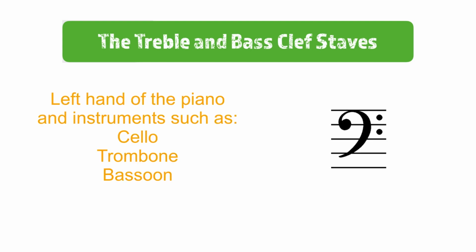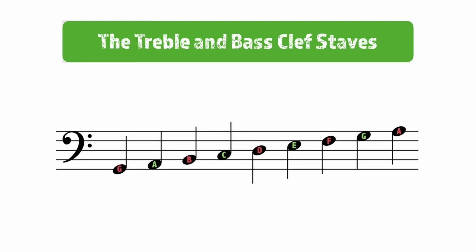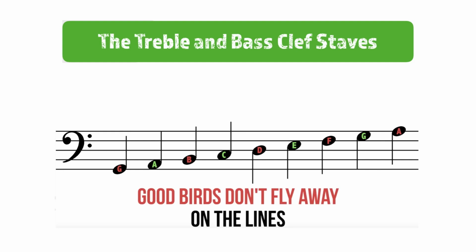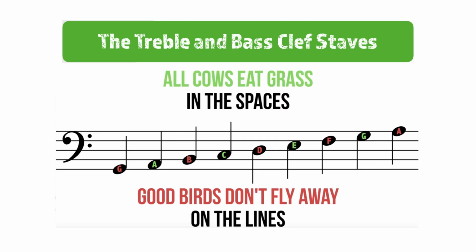The bass clef is used for the left hand of the piano, or lower pitched instruments such as the cello, trombone or bassoon. On the lines we have the letters G, B, D, F and A. The rhyme for this is "Good birds don't fly away." In the spaces we have the letters A, C, E and G. The rhyme for this is "All cows eat grass."